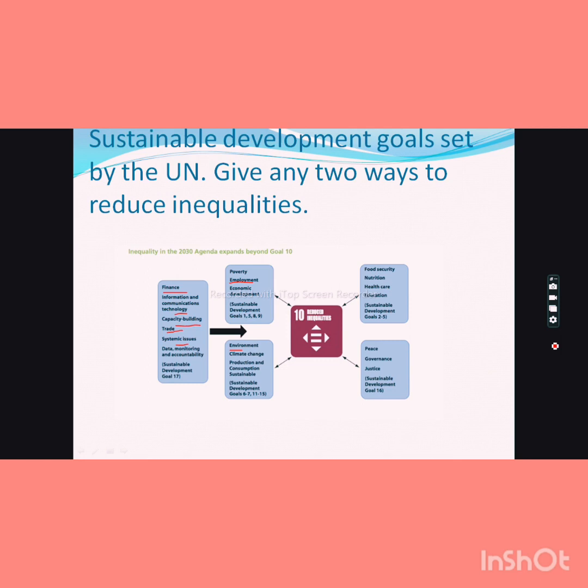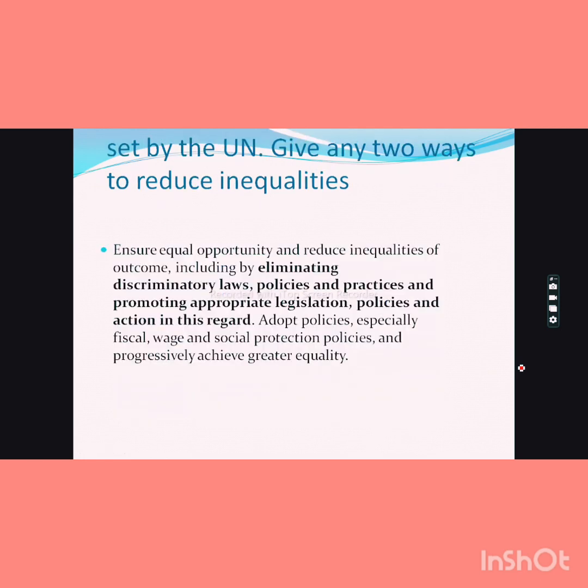Nutrition, healthcare, education, peace, governments, peace, and under peace what are the things there? Governance, justice, meaning how a country makes rules and how it implements them, is also a goal of sustainable development set by the UN.